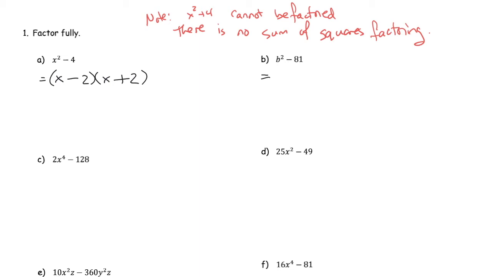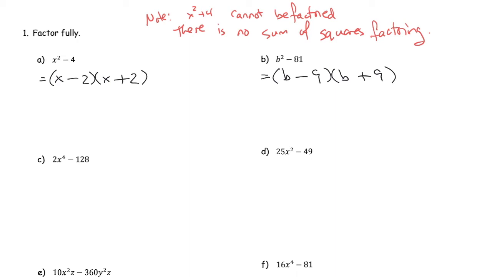Here, I notice I've got two terms. I've got subtraction between them. Is there anything I can factor out of those two terms? Well, no, there's nothing common. So I'm going to set up my two binomials. The square root of b squared is b. The square root of 81 is 9. I'm going to make one negative and one positive. That's it.